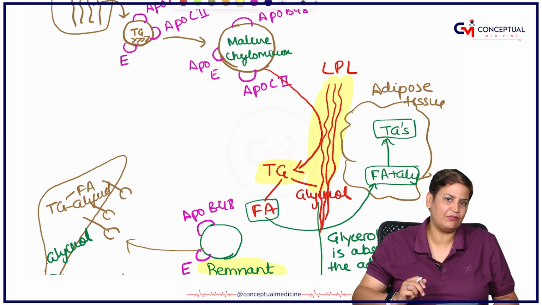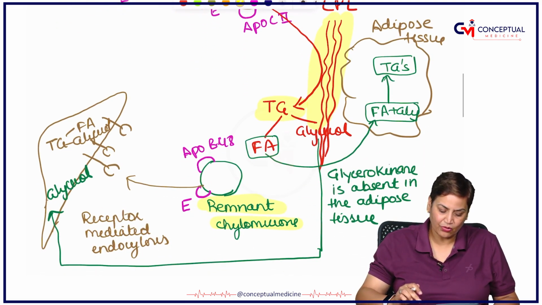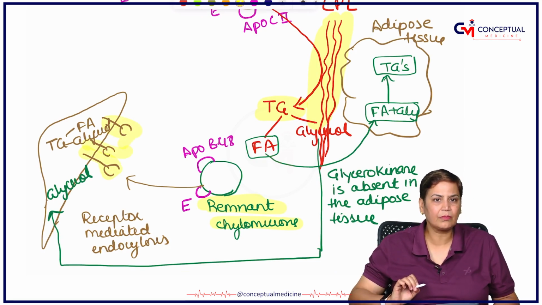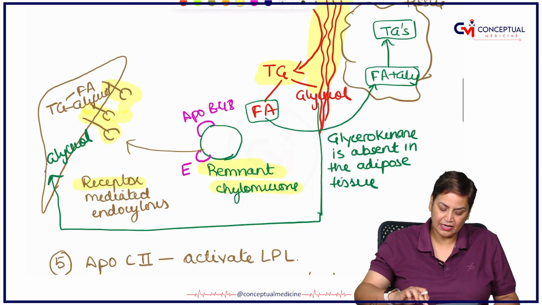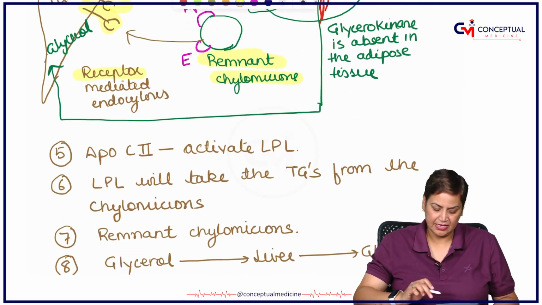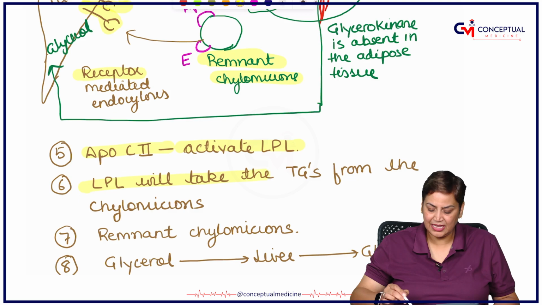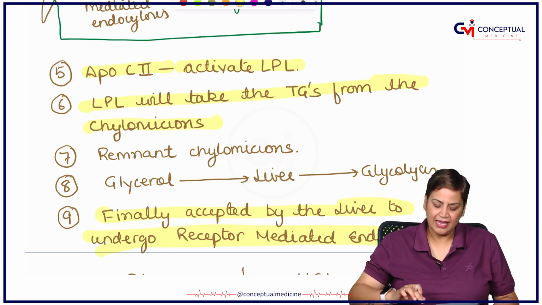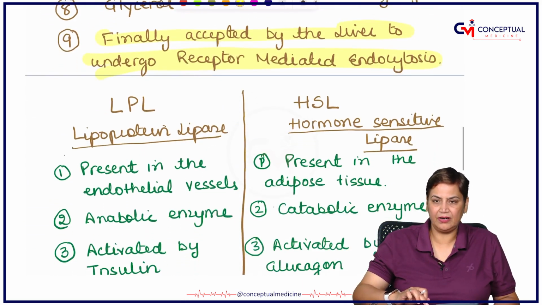Remnant means whatever is left over. And these remnant chylomicrons will be accepted by the receptors responsible for receptor-mediated endocytosis. That is what I have written. Apo C-II will activate LPL, which will just take the TGs from the chylomicrons, and we are left with the remnant chylomicrons, which are finally accepted by the liver. So this is how the exogenous TGs are accepted by the liver, right?